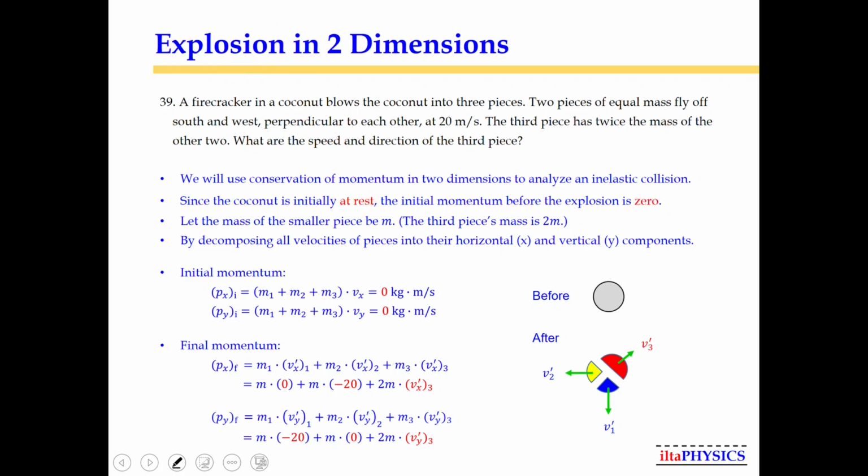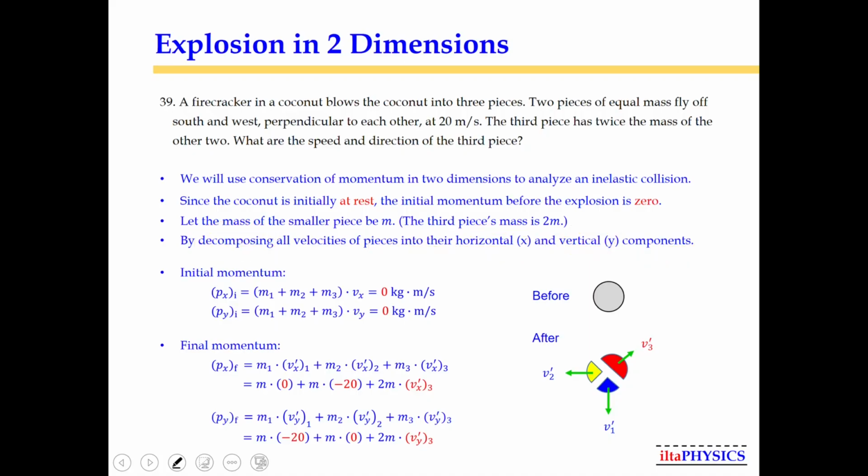Since the problem doesn't give us the masses at all, let's assume the mass of the smaller piece is m. That would make the mass of the third piece 2m. And this is also motion on a 2D plane. We must calculate the momentum and velocity by splitting them into x and y components.